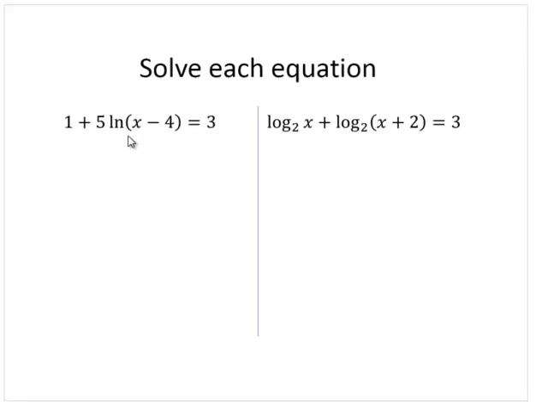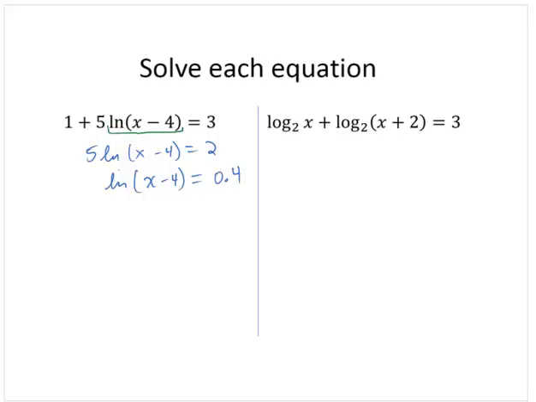Solve each equation. 1 plus 5 times the natural log of x minus 4 is equal to 3. First thing I'm going to do here is isolate the natural log factor. So I will subtract 1. I have 5 times the natural log of x minus 4 is equal to 2, and divide through by 5, and the natural log of x minus 4 is equal to 2/5, or 0.4.